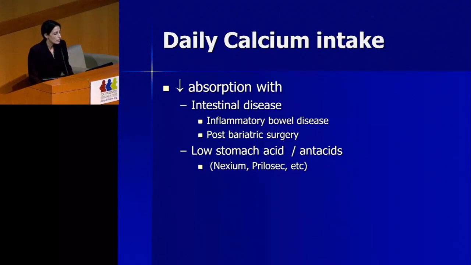It's important to understand that calcium absorption is decreased with intestinal diseases, such as inflammatory bowel disease, post-bariatric surgeries such as the Roux-en-Y. And if you are taking stomach antacids, you are not absorbing calcium properly, because the typical calcium carbonate needs to be broken down by acid in order to be absorbed. So what you need to be taking is calcium citrate. I will go over that.